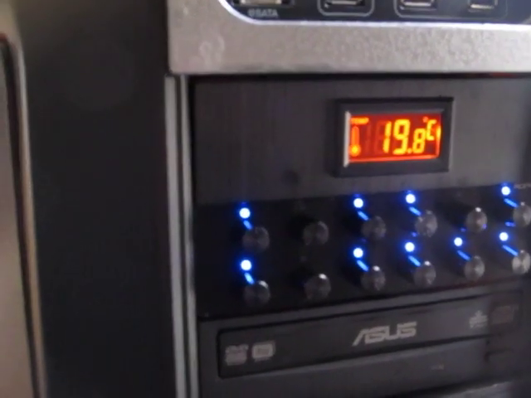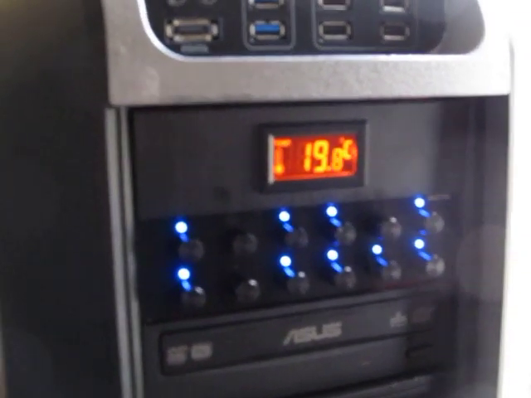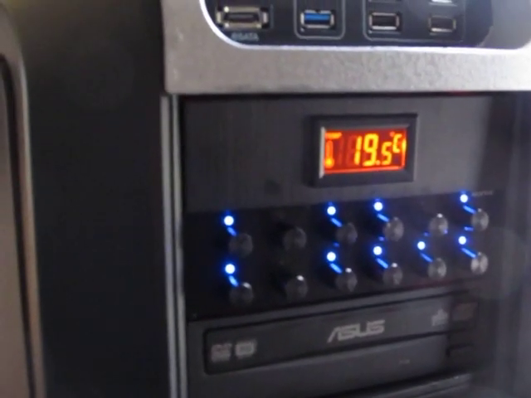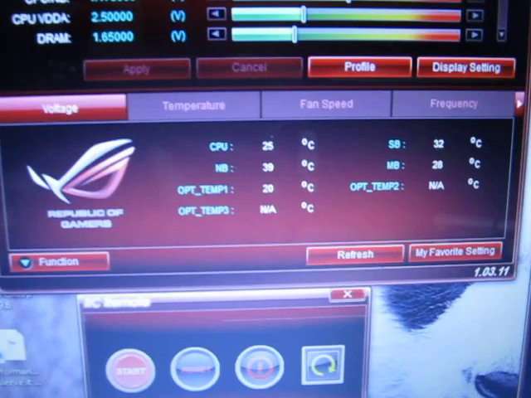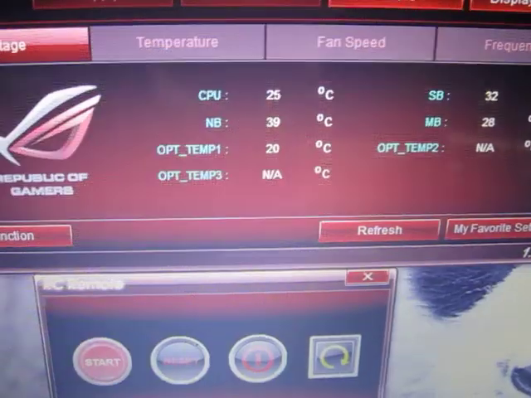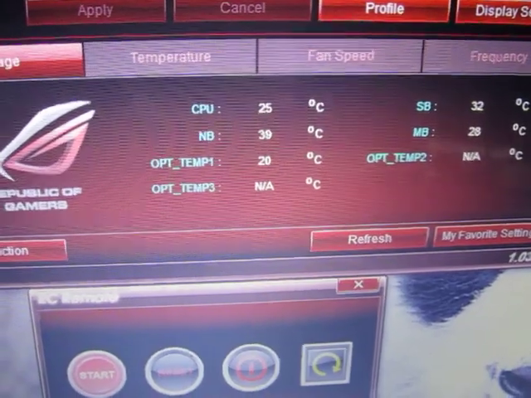Temperatures in here are really good, man. As you can see, 19.9 Celsius. Okay, and this is stock. Now, I've done some benchmarks, and the liquid temp does go up to about 30 Celsius, but that's not really bad at all. And as you can see, my RealTemp, CPU temps are 25, Northbridge is 39, Southbridge is 32, and the motherboard is 26.